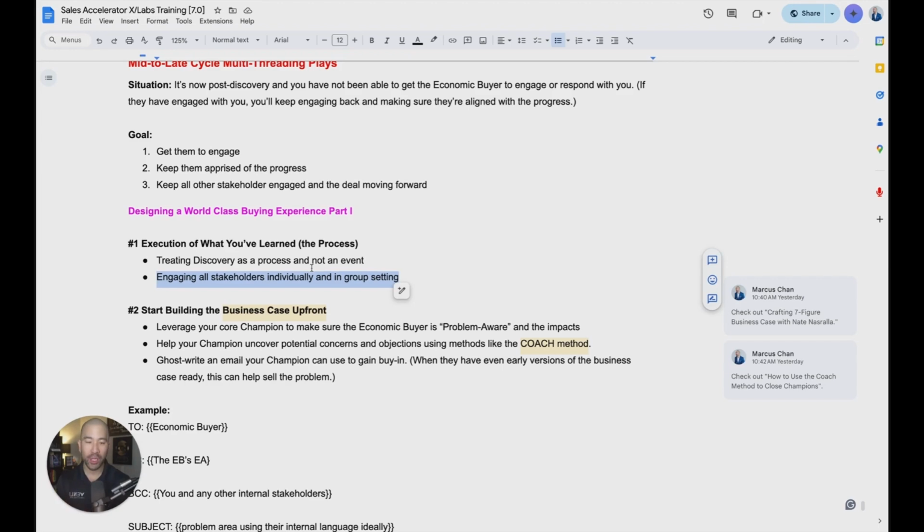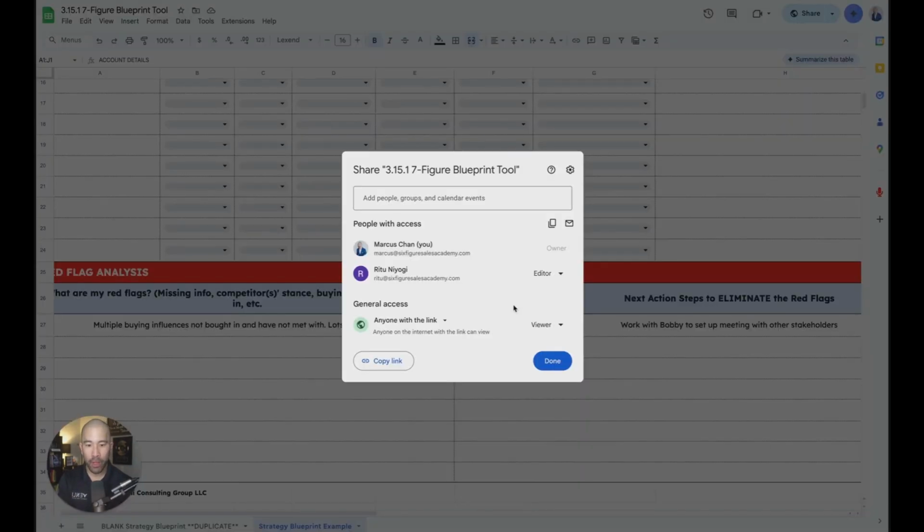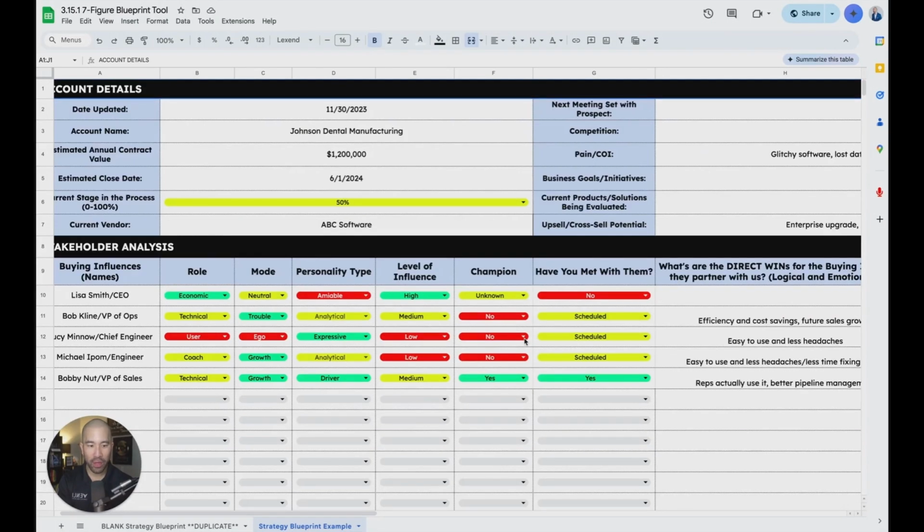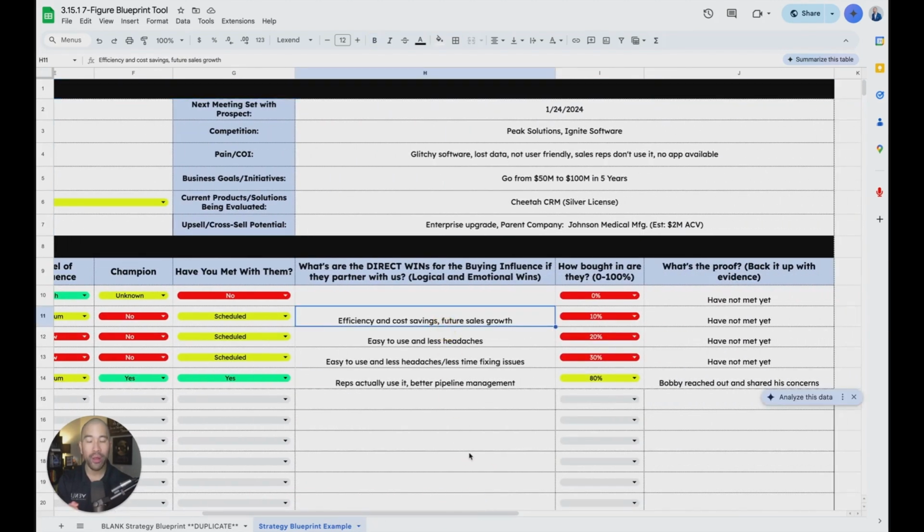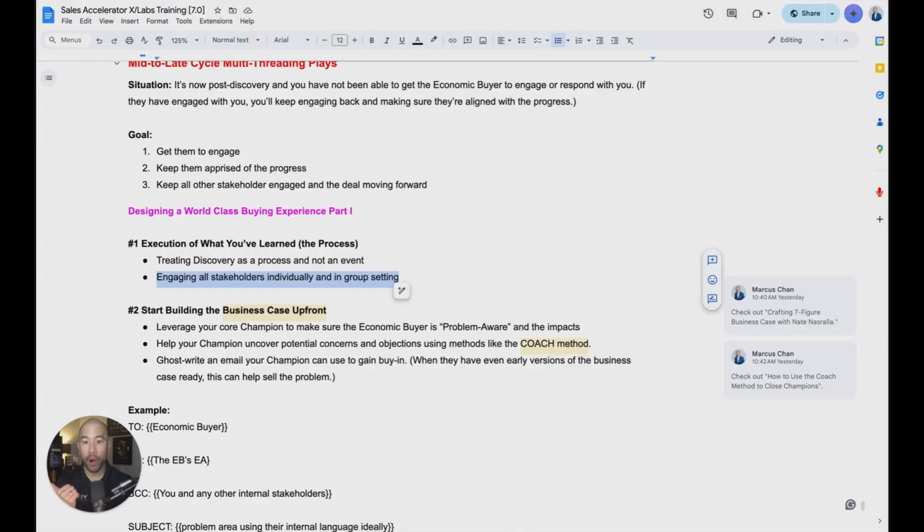If you go back to even the 7-figure blueprint tool, we're going to uncover core things that are going to help them. But there also has to be, what are the direct wins? What are the direct wins for this individual buyer? So you want to uncover these things, and this helps them move it forward. Because remember, people buy with emotion and logic. You need both to move the deal forward.